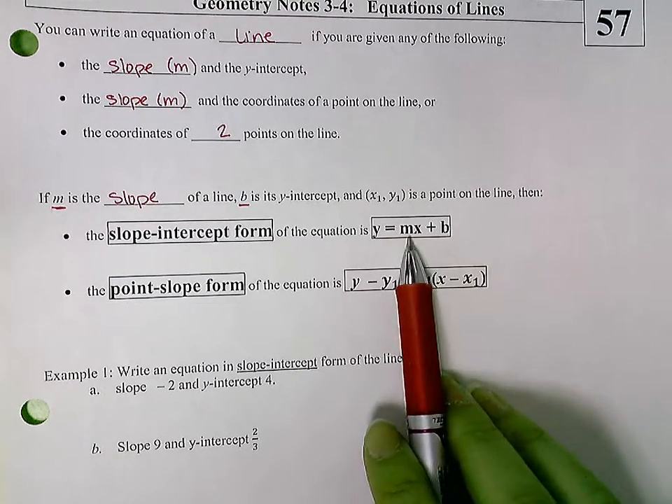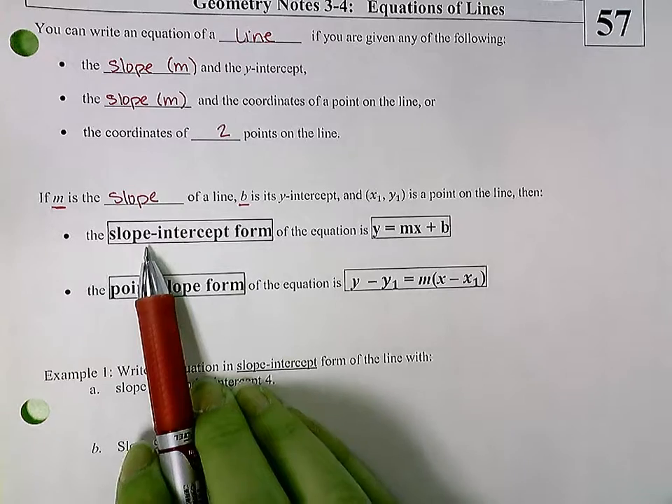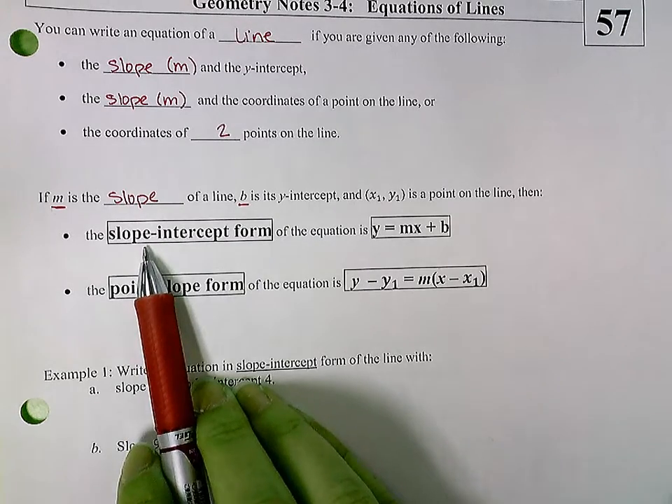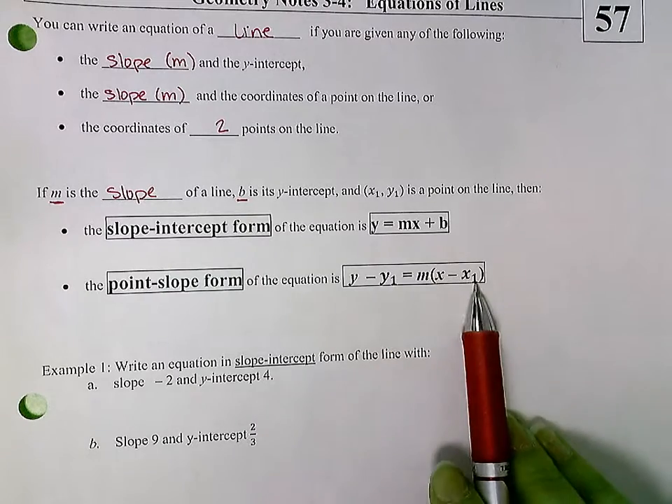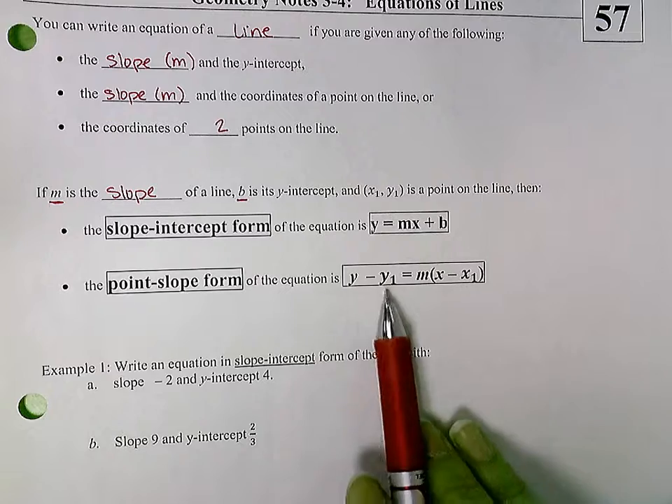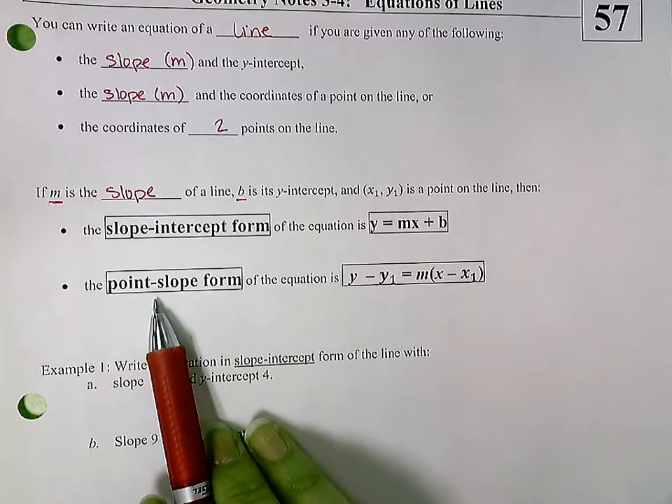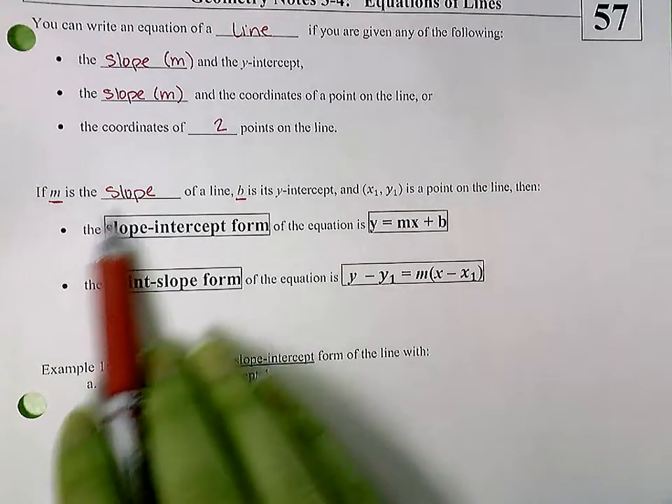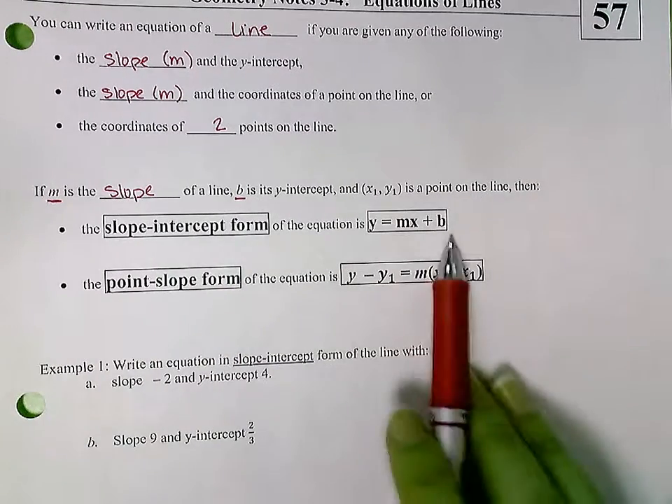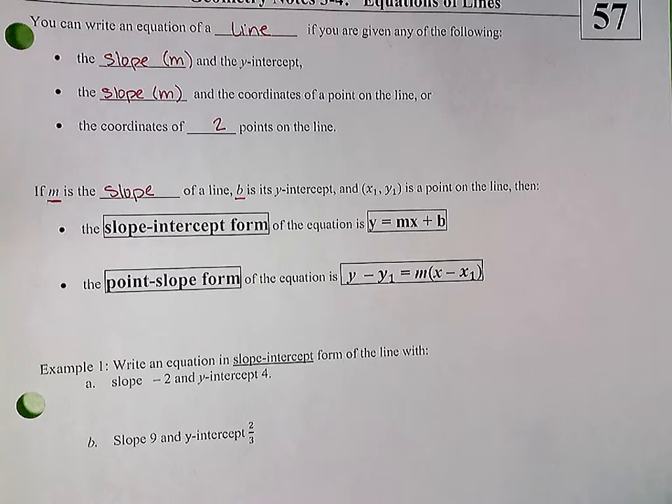Okay, you have your slope and your y-intercept, hence slope-intercept form. Here, you have your slope and a point on that line. Okay, your point is x sub 1, y sub 1, hence point-slope form. So point-slope has a point and your slope, slope-intercept has a slope and your y-intercept.